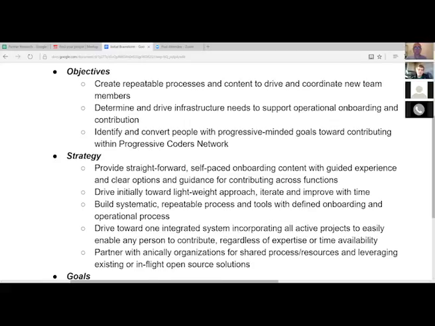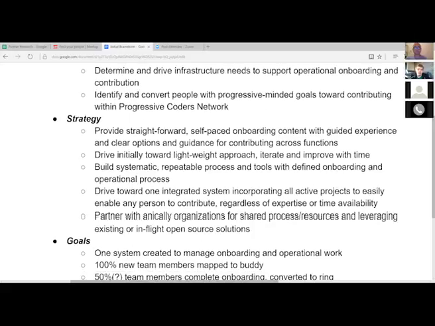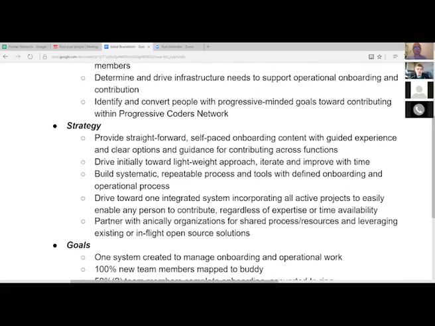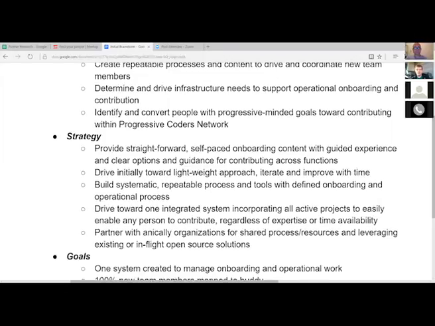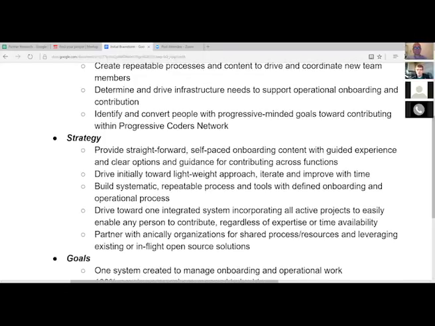And then, mentioned a couple times, but first goal is creating that one system that manages all onboarding and all operational work. And through the process, we'll define that. That's a further out goal.